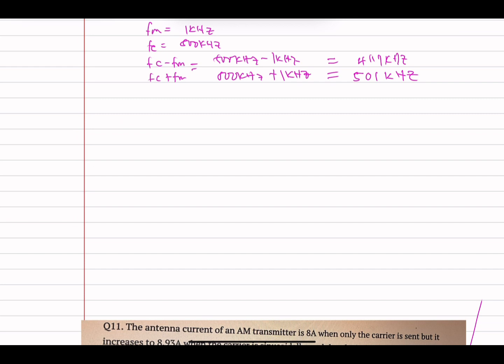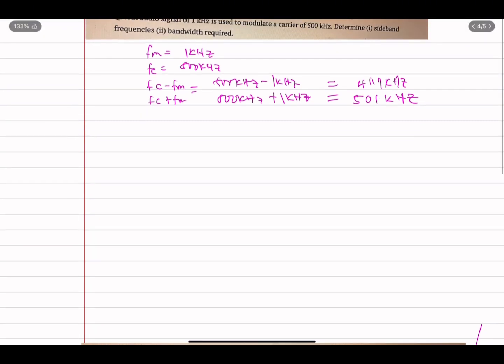So let's look at the bandwidth. As I said, the bandwidth of an AM modulated signal is BW equal to 2 FM. So whatever the message frequency is, the message frequency multiplied by 2 will give you the resultant bandwidth. And therefore, our message signal has a frequency of 1 kilohertz, so multiplied by 2, we are going to get 2 kilohertz for the bandwidth.